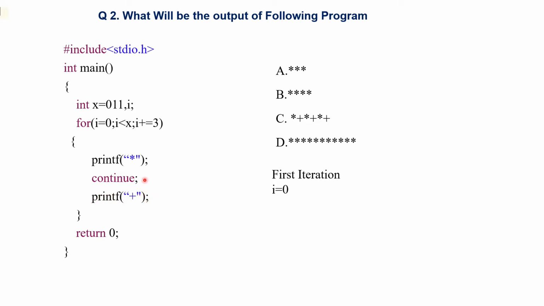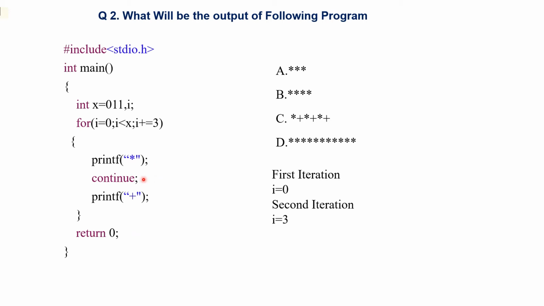With this continue, control will be again transferred to the for loop and value of I becomes 3, that is 0 plus 3. So hence in the second iteration I becomes 3. Again condition becomes now 3 less than 9. Condition is true. Again control will go inside the loop and second star will be displayed.